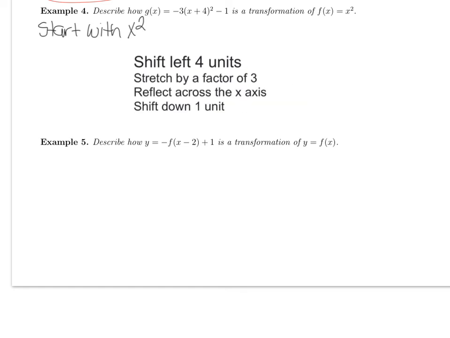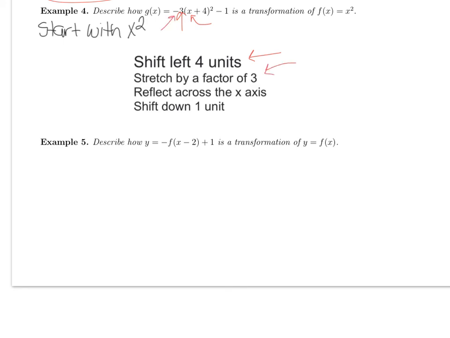So just to recap and look at our equation here, we started with x squared. That's sort of hidden inside here. All right, we added 4 to our x value. That would be the first thing we did if we were to evaluate the function. So we had to shift the graph 4 units left. And then we multiplied by 3, which stretches by a factor of 3.